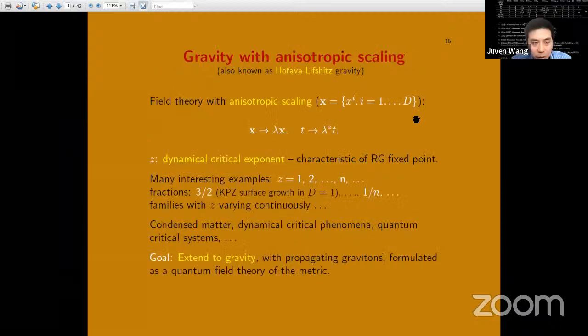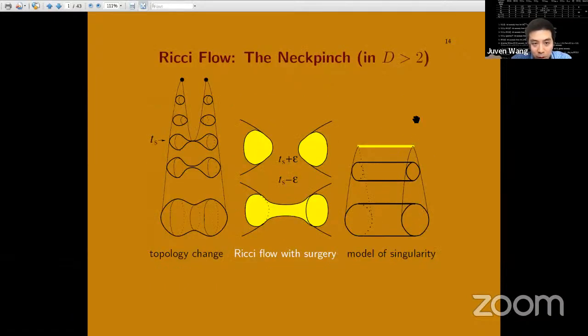And also another question about the surgery. I wonder what surgery procedure we will require. For example, some of the surgery might be as simple as cut out some submanifold and then re-glue it back by a mapping class group element of the boundary. But what are the surgeries that you require? Maybe more than this. What are the types of surgery?